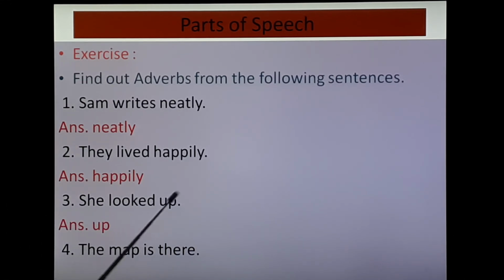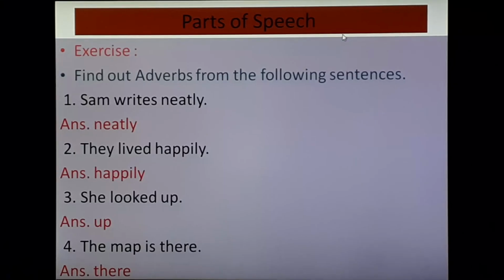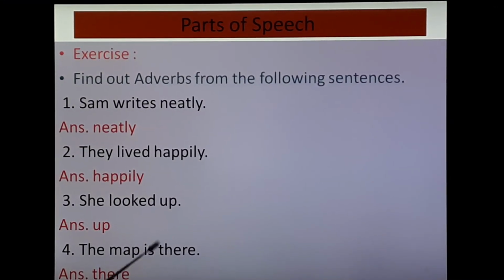She looked up. Up, down. So here it is given up. The verb form, V2 form, is there. So find out the verb from this, look. And after that it is given up. So here up. Last one: the map is there. So here is is the verb, and there is an adverb.